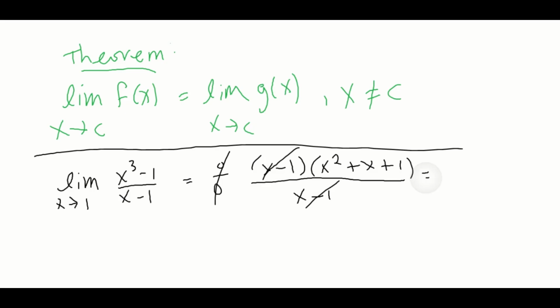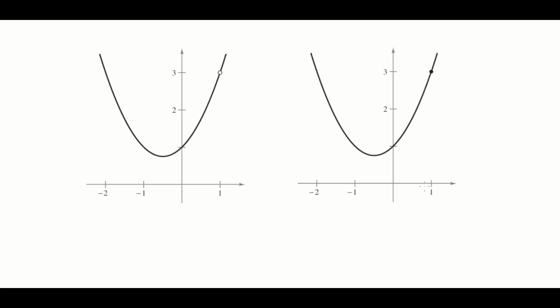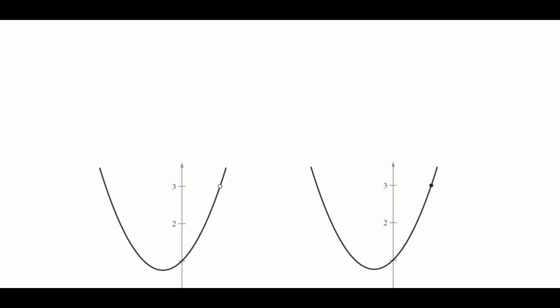And now we have our new function g of x, which has all the same values as f of x, except for at x equals 1. Here's what those graphs look like. On the left is our original function, f of x. And on the right is g of x. Notice they're the same everywhere, except for at x equals 1. That means the limit is the same as x approaches 1.